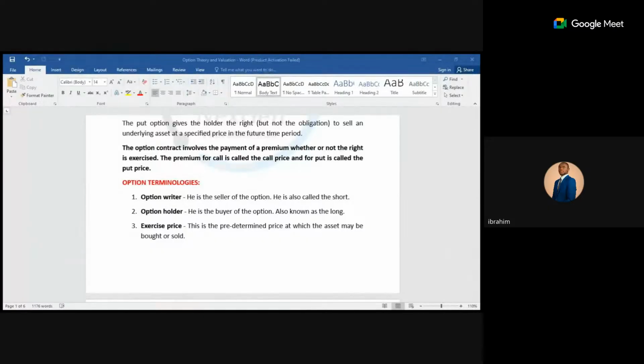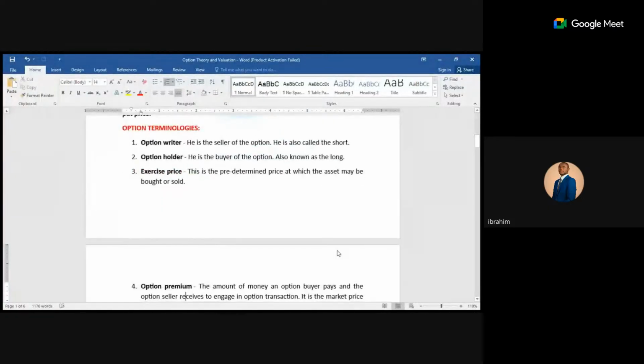We discuss the terminologies in options, right? We have an option writer. The seller of the option is called the short. When you want to sell an option, you say you want to short. That is the language. Then the option holder is the buyer of the option, also known as long. When you want to buy, you say you want to long.